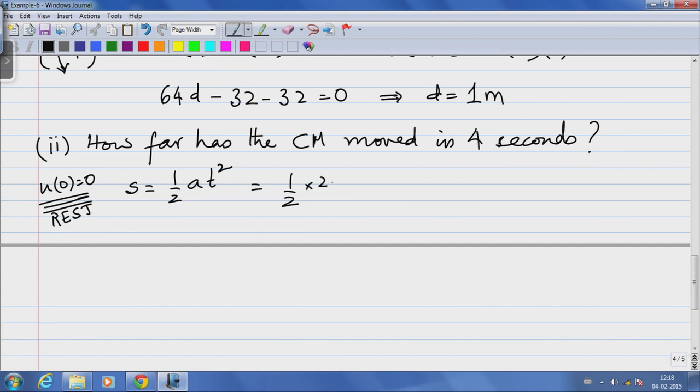So, half into 2.5 into 4 squared, which is 20 meters. So, the block has slid 20 meters in the course of 4 seconds of time.